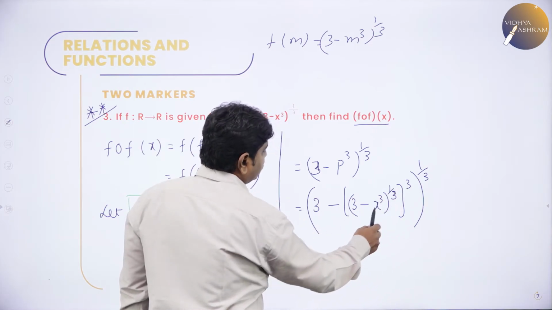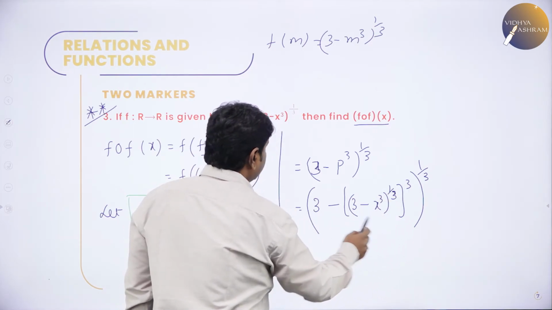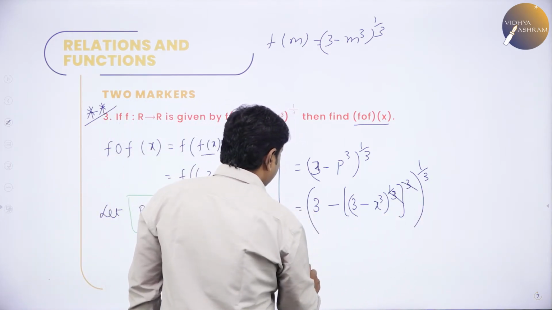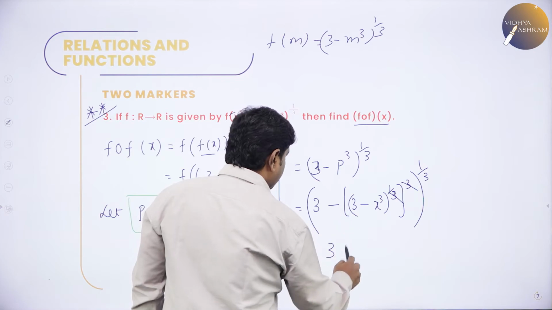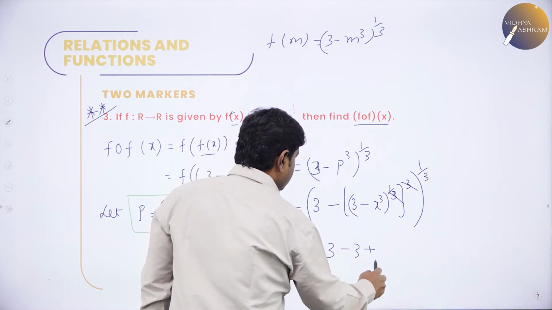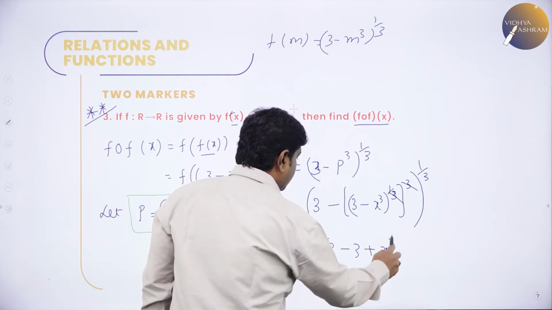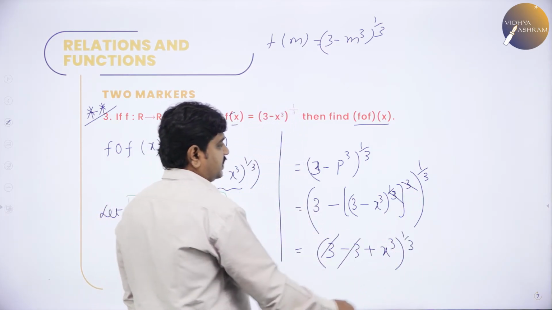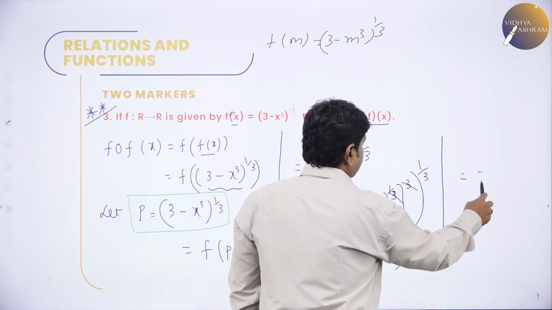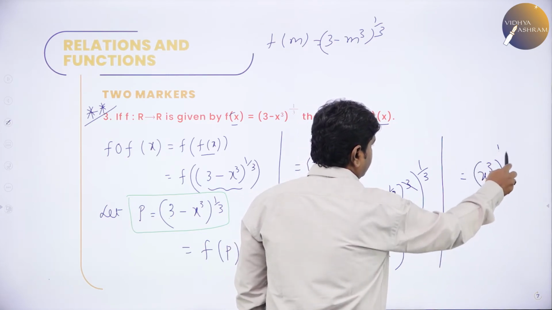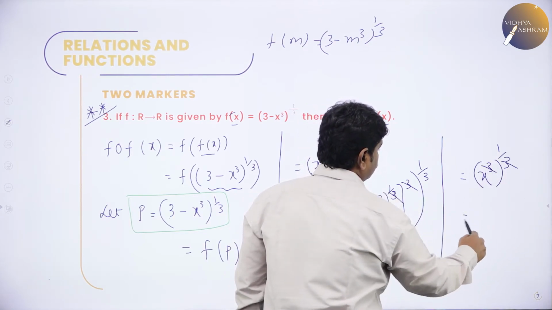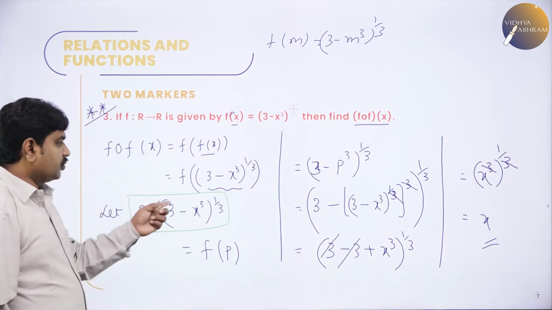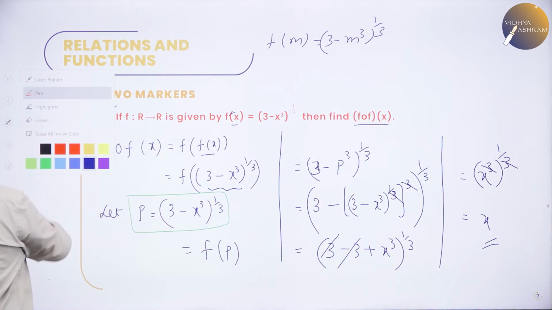So, now simplify this. Law of indices: a power m whole power n is a power m into n. So, can I cancel this 3 and this 3? So, what is left out? Open the brackets. 3 minus 3 minus into minus plus x cube, whole power we have 1 by 3. Now, further 3 and minus 3 I will cancel. We are left out with x power 3 whole power 1 by 3. Further I can cancel these two. Any doubts?